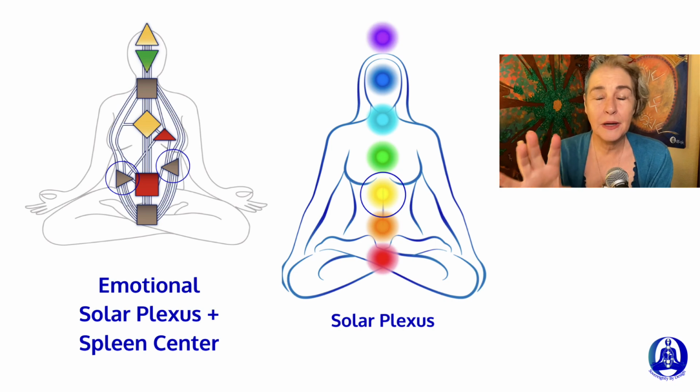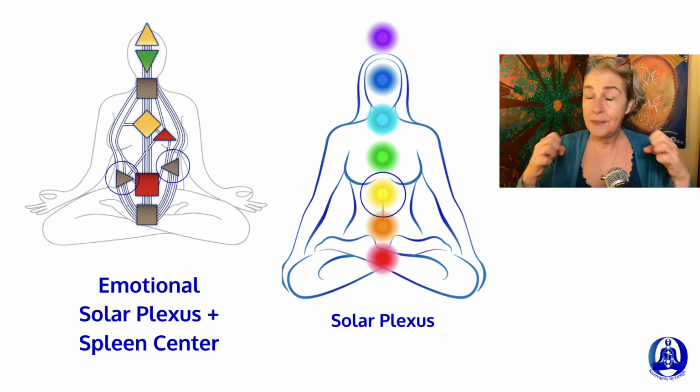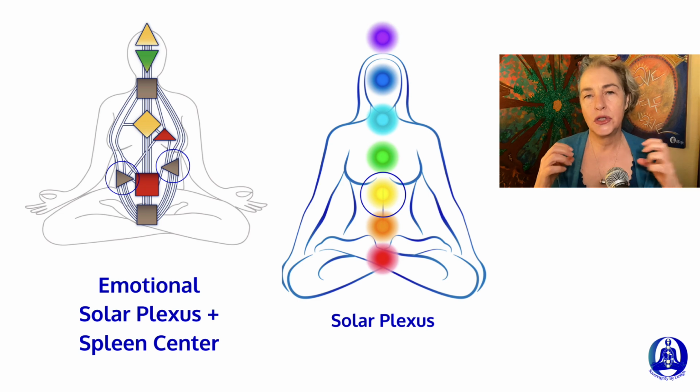the solar plexus chakra, right, which is below the rib cage, is kind of high in the belly. It's actually where the stomach is, was split into two the end of the 18th century. And they split into the spleen center, which is on the right-hand side of the body, and the emotional solar plexus, which is on the left-hand side of the body. There's actually two centers here.